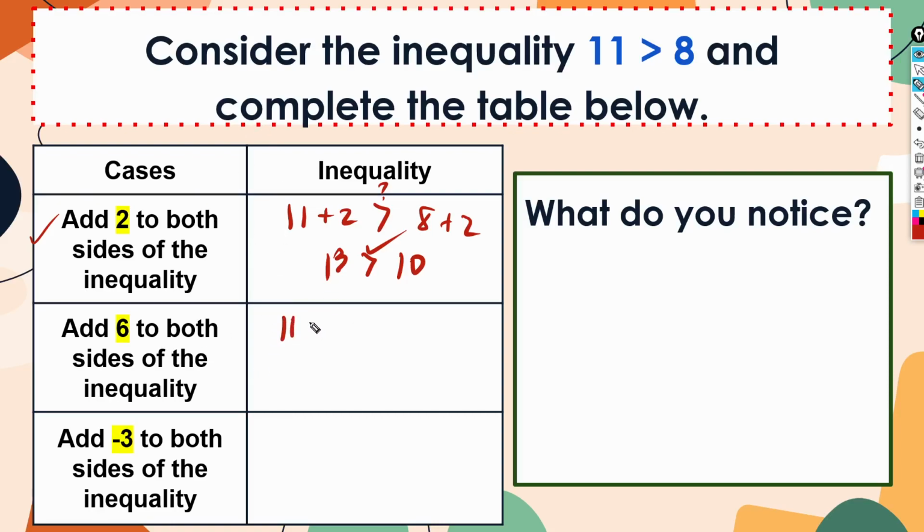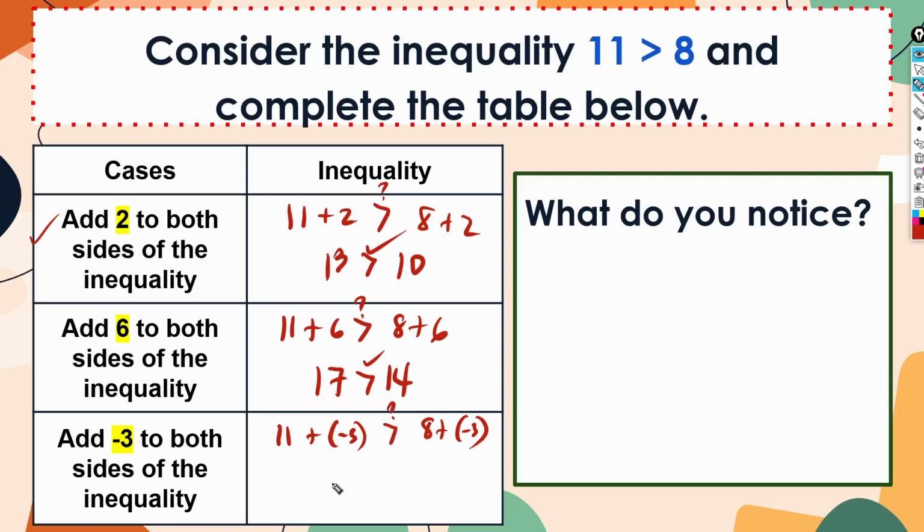No? What if we add 6 daw to both sides? Sige, try natin. 11 plus 6, 8 plus 6. Will the inequality hold? Left side becomes 17, right becomes 14. So 17 is still, correct, greater than 14. But what if we add a negative number? Say negative 3. Let's see. 11 plus negative 3. 8 plus negative 3. Will the inequality still hold? 11 plus negative 3 is 8. 8 plus negative 3 is 5. And in fact, 8 is still greater than 5. Correct? No? Tama.